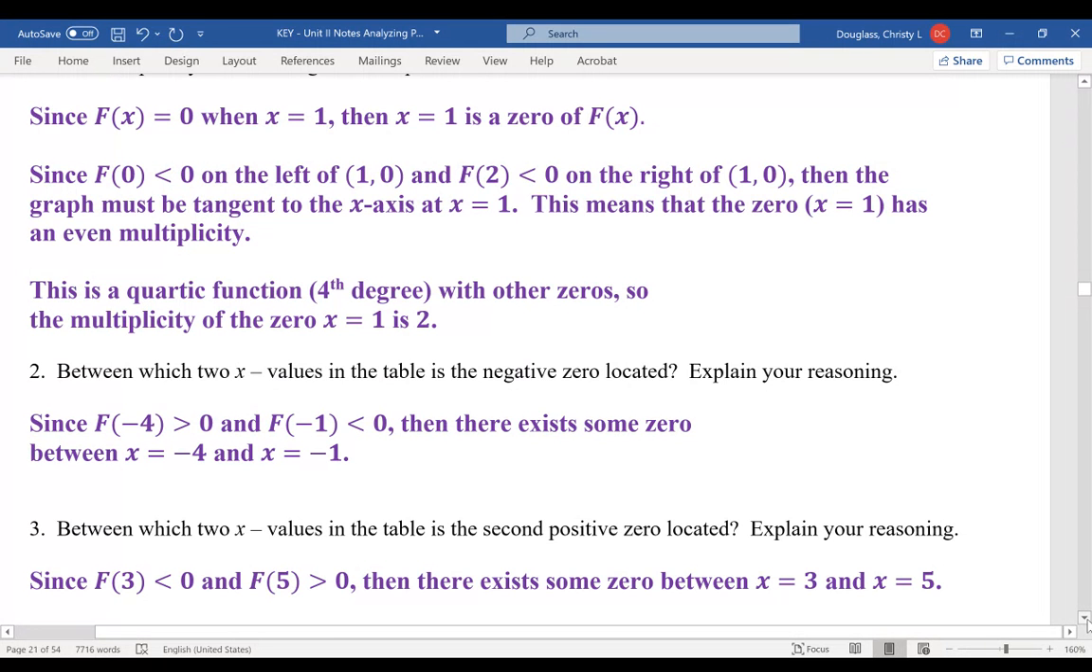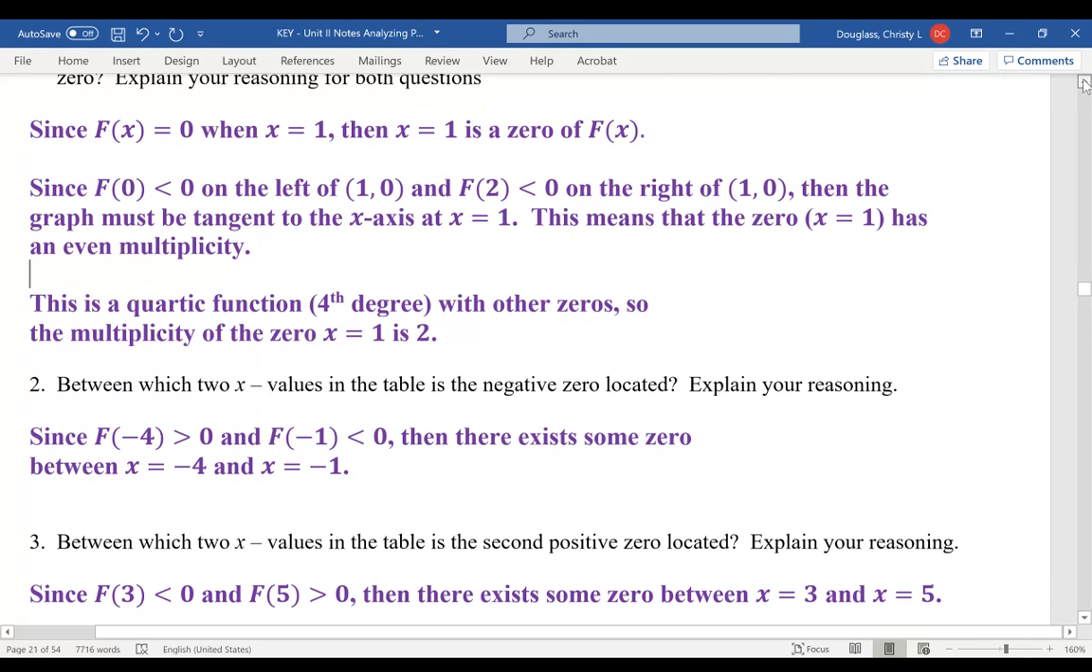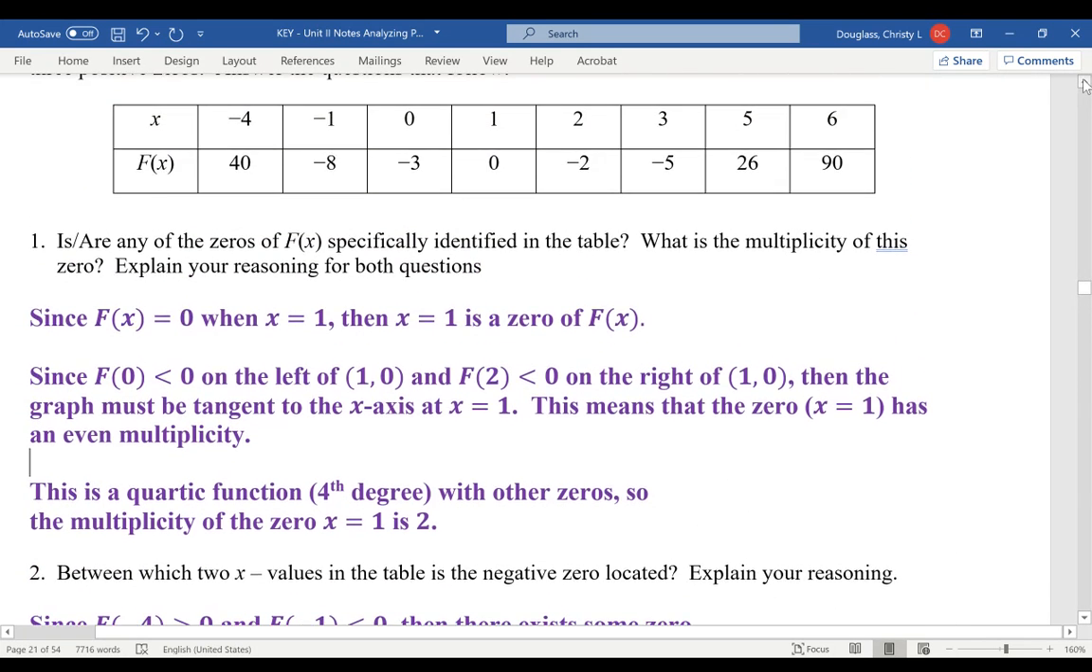The third question says, between which two x values in the table is the second positive 0 located? Let's go back and look at the table. Over on the positive x values, 1, 2, 3, 4, 5, 6. Notice where the y values change. When x is 3, the y value is negative 5. It's a negative number. This point is below the x-axis. But when x is 5, the y value is positive. That's above the x-axis. Again, somewhere between these 2 points, it crosses over.